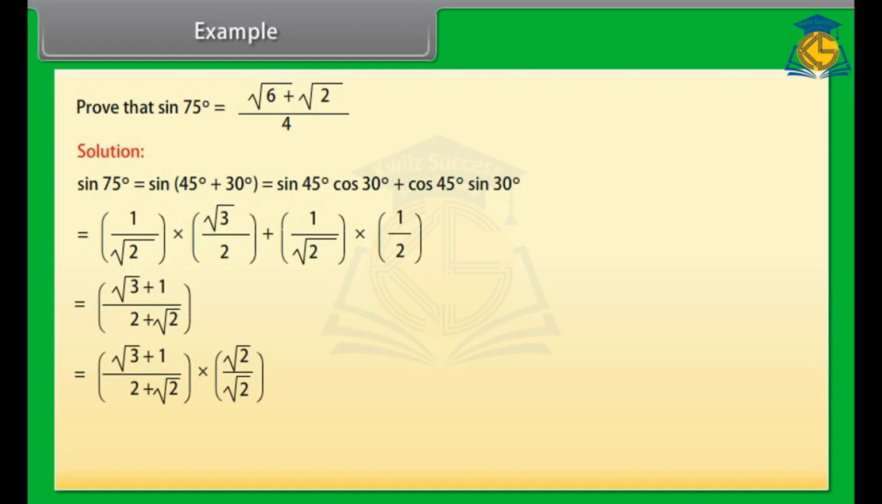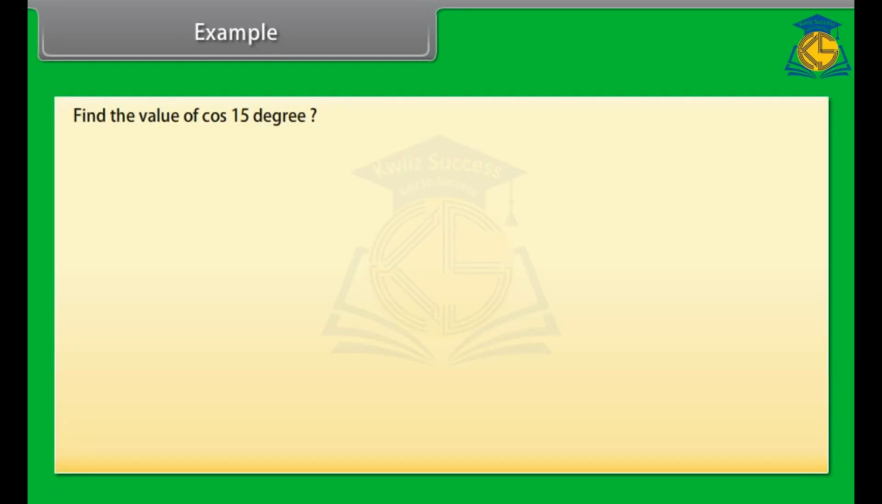By solving it, we get (√6 + √2)/4. Example. Find the value of cos 15 degree. Solution. Cos 15 degree is equal to cos of (45 degree minus 30 degree).